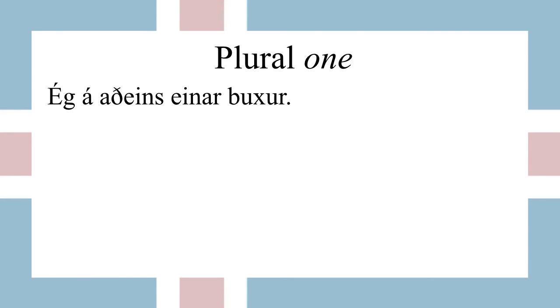Ég á aðeins einar buxur. This means I have only one pair of pants. So buxur means pants, and it is a word that is always in the plural form. There is no singular option. And so when we use the plural form of 1, we're saying one pants, or in this case, in English, we say one pair of pants.